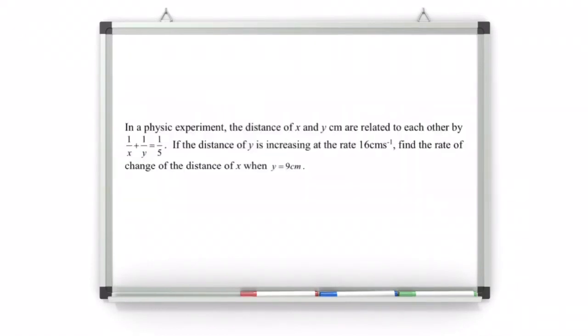Now let's try the question. In a physics experiment, the distances of x and y cm are related to each other by 1 over x plus 1 over y equals 1 over 5. If the distance of y is increasing at the rate of 16 cm per second, find the rate of change of the distance of x when y equals 9 cm.